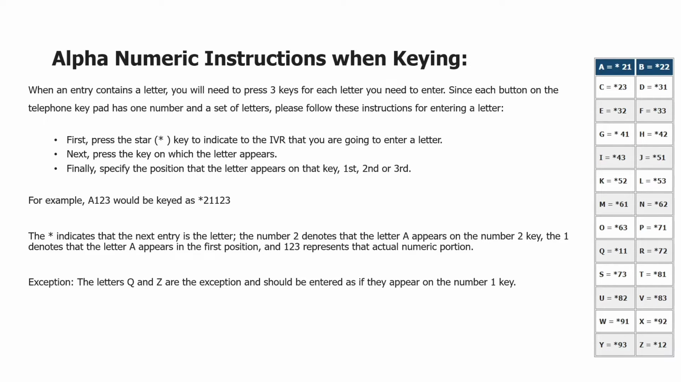*21123. The star indicates that the next entry is the letter. The number 2 denotes that the letter A appears on the number 2 key. The 1 denotes that the letter A appears in the first position, and 123 represents the actual numeric portion. The letters Q and Z are exceptions and should be entered as if they appear on the number 1 key.